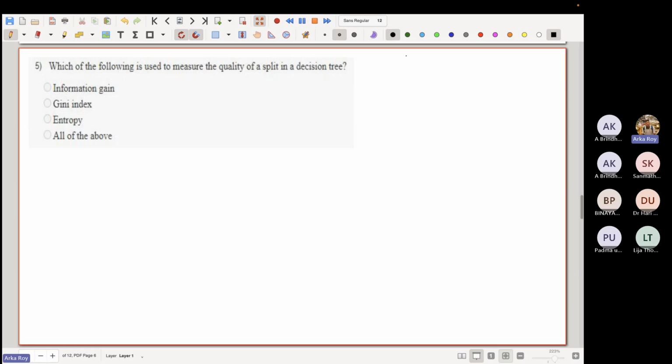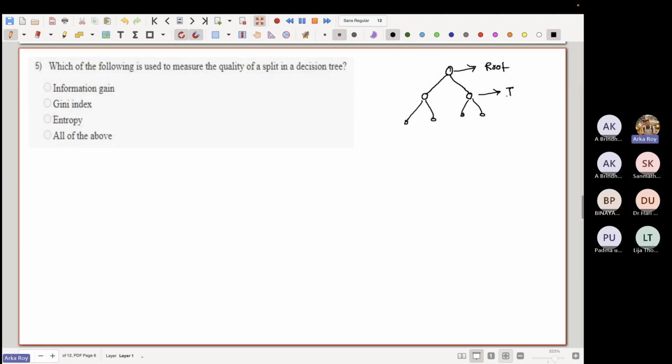The next question states: which of the following is used to measure the quality of a split in a decision tree? We already know that a decision tree starts from the root. Then you have the intermediate nodes, and at the end you have the leaf nodes where we do the classification or, let's say, regression. This is level one. This is the root node.